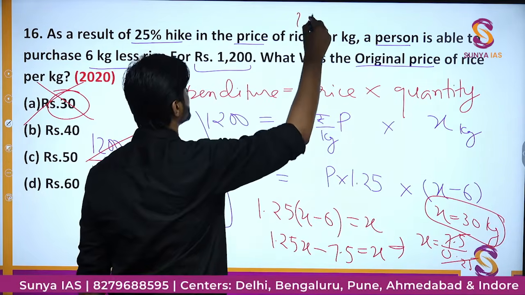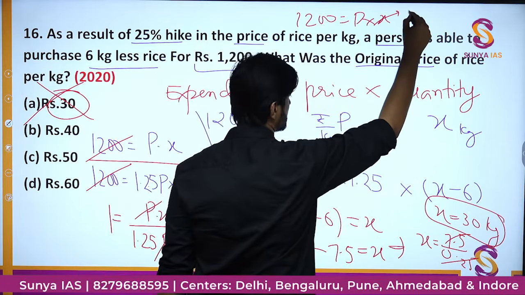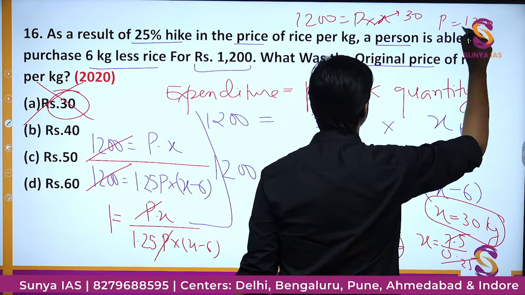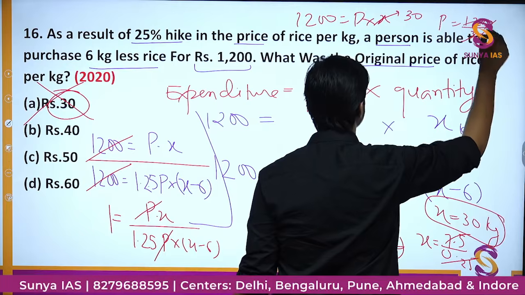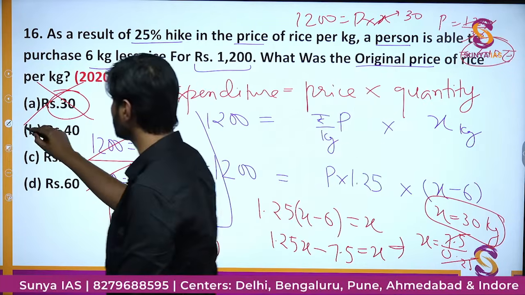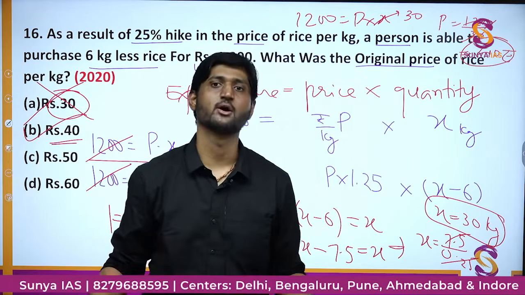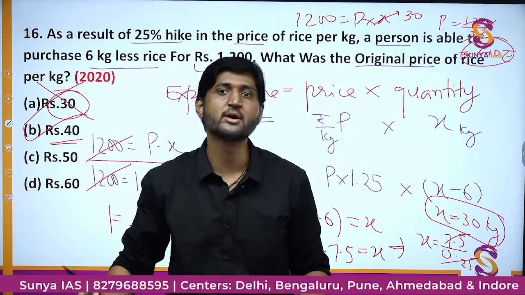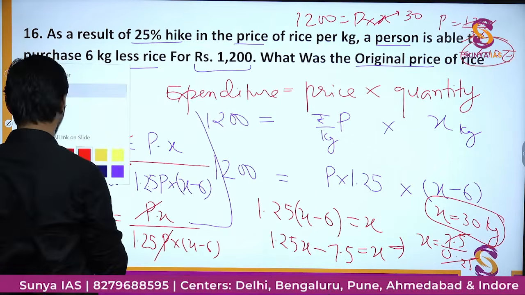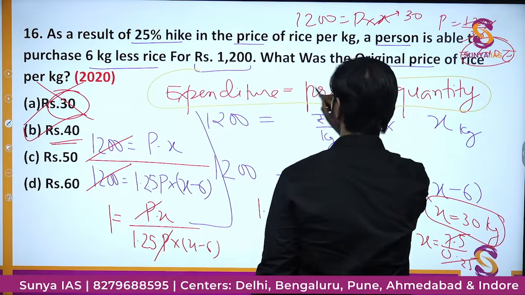So 1200 is P into X. X is 30 kg, so the price is going to be 1200 upon 30, that is 40 rupees. The price is going to be rupees 40, and option B is the correct option here. So in this particular question, the one concept we applied is this: expenditure is nothing but price into quantity.